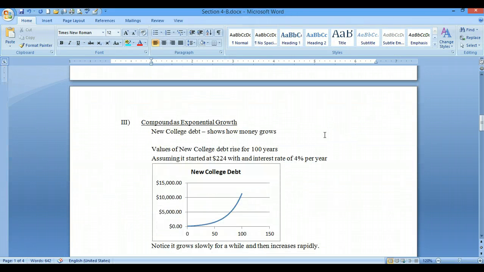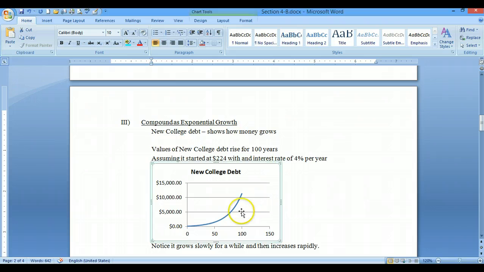Okay, moving on. Compound is exponential growth. New College has a debt, and it shows in this example just how money grows so quickly, either in debt or in an investment. In this case, New College has the values of its debt rise for 100 years. Let's just assume that it's starting out at $224, which isn't a lot of money, and it has an interest rate of 4% a year. Not too bad. So here is our visual, this graph.